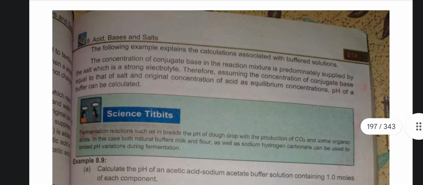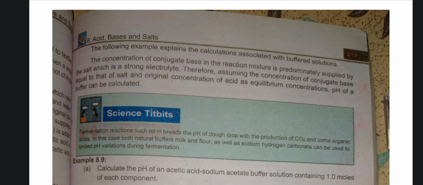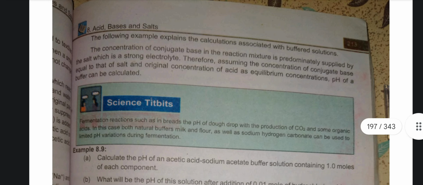The following examples explain the calculation associated with buffer solutions. The concentration of conjugate base in the reaction mixture is predominantly supplied by the salt, which is a strong electrolyte. Therefore, assuming the concentration of conjugate base equal to that of the salt and the original concentration of acid as the equilibrium concentration, the pH of a buffer can be calculated.